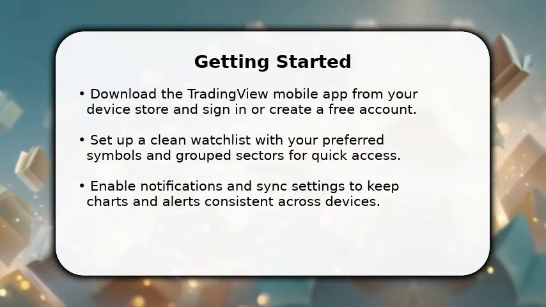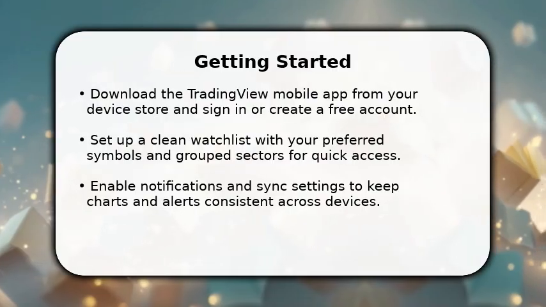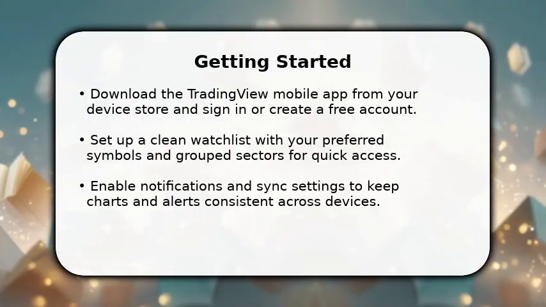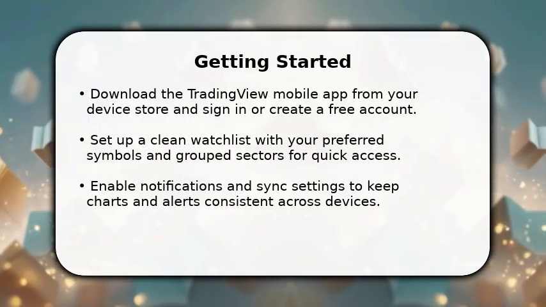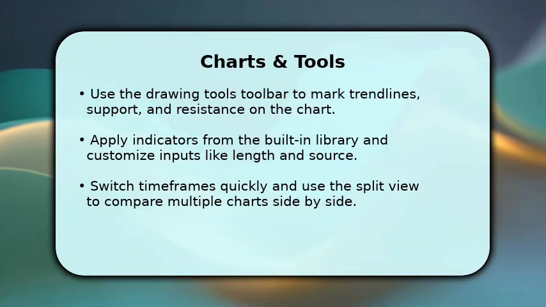Save your layout and enable notifications so alerts reach you instantly. Practice switching timeframes and indicators to find a setup that fits your trading style. Open a chart and explore the drawing toolbar for trend lines, fib retracements, and text labels.